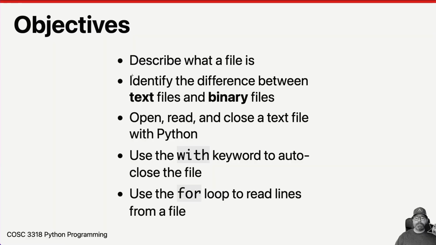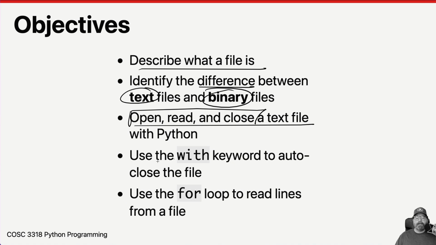All right, in this lecture, we're going to describe what a file is, identify the difference between text and binary files. Then we're going to learn how to open, read, and close a text file, because all three of those steps are necessary. Then we're going to learn how to use the with keyword to auto-close the file, because that's important. And then we're going to learn how to use the for loop to read the lines from a file.